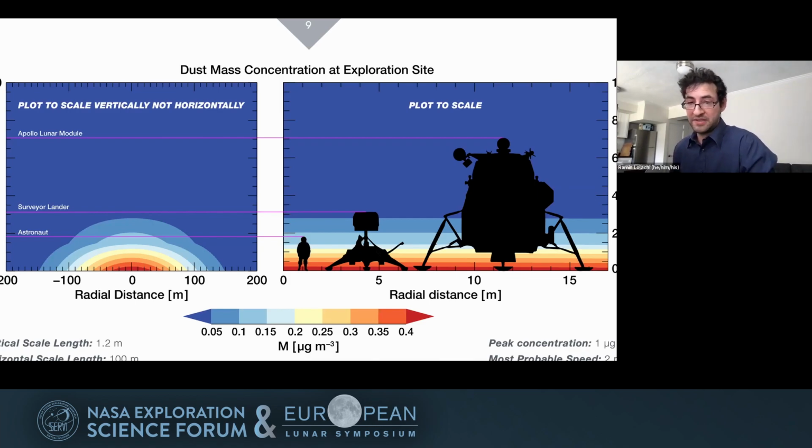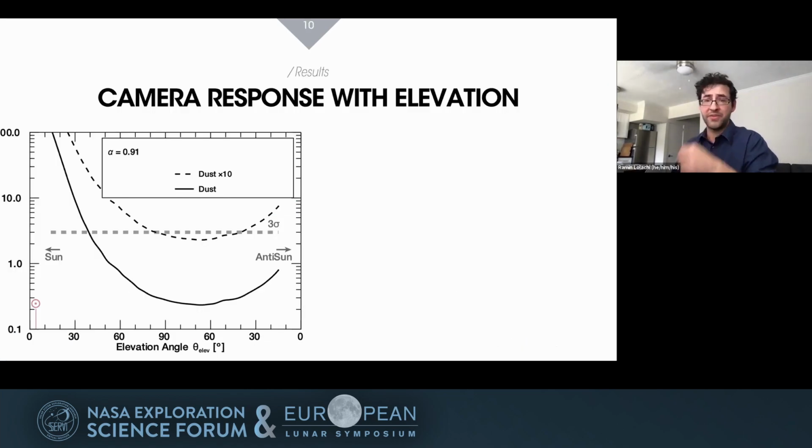Combining all of the previous elements with the radiative transfer model, we simulated sunlight scattered by dust grains at an exploration site. We could then compare the model dust radiances to the detection thresholds of nominal dust monitoring cameras created with off-the-shelf hardware. So here's a sample of our results.